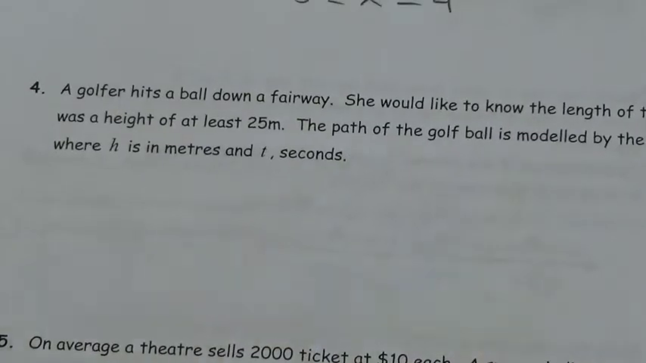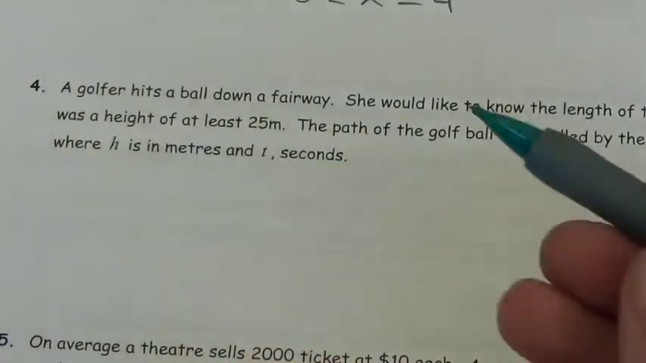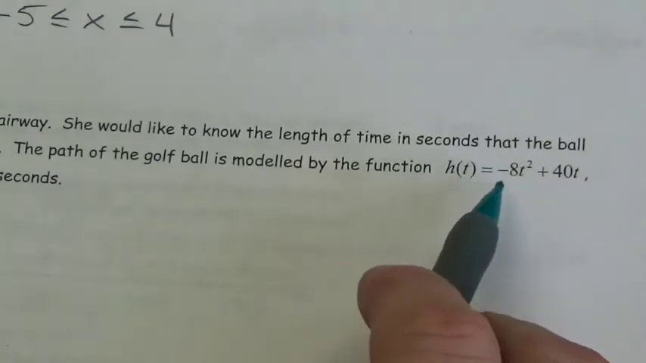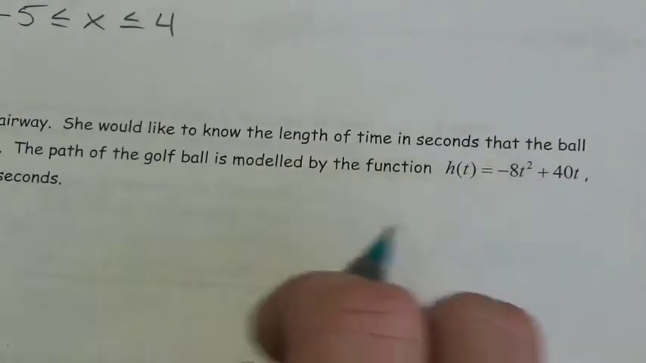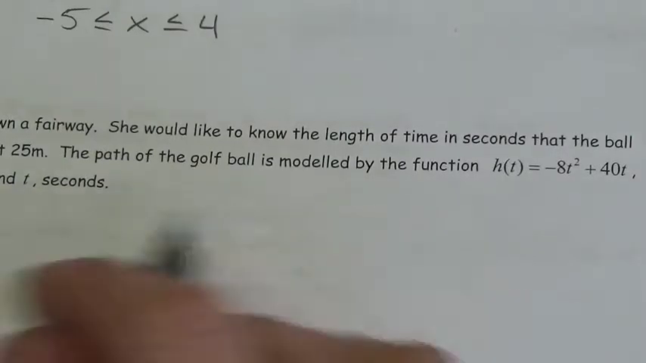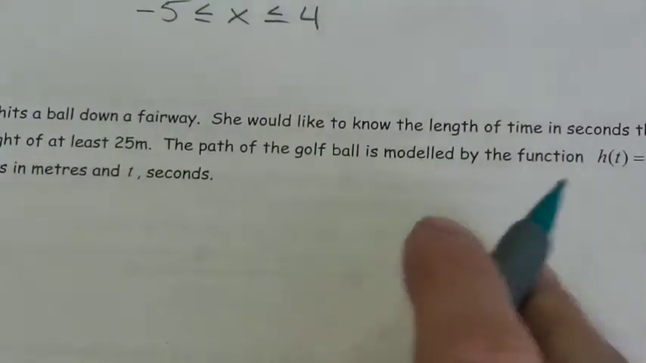So a golfer hits a ball down the fairway. She would like to know the length of time in seconds that the ball was at a height of at least 25 meters. The path of the ball is modeled by this function right here, h of t is equal to negative 8t squared plus 40t, where the h is in meters and t is in seconds. So she wants to know the length of time that it's at least that much here.